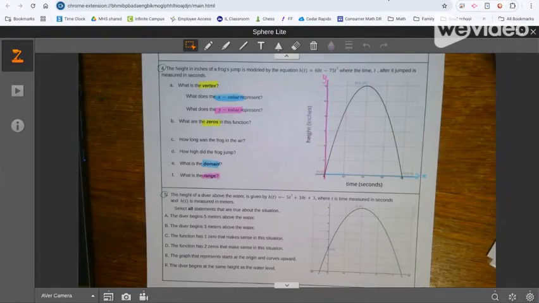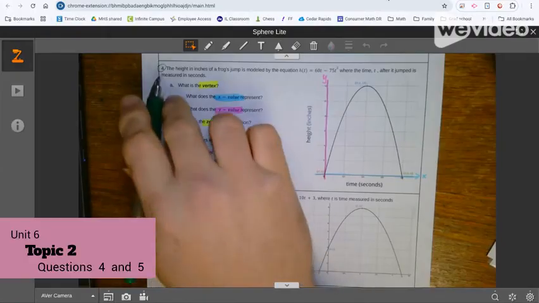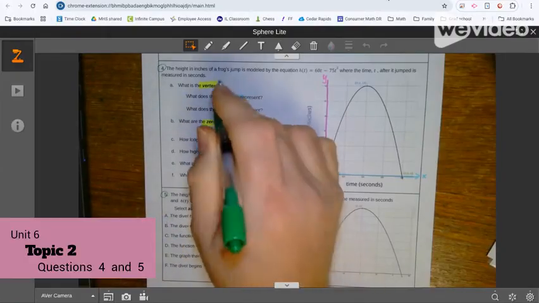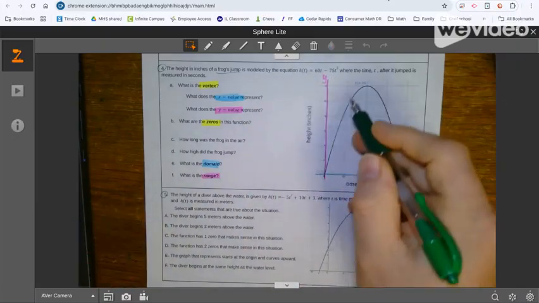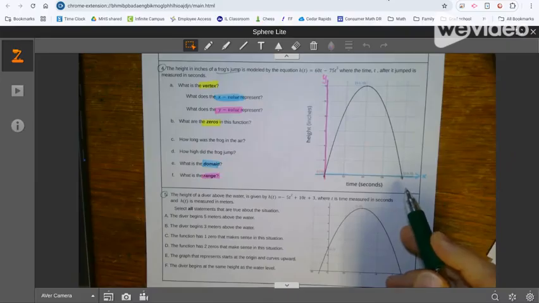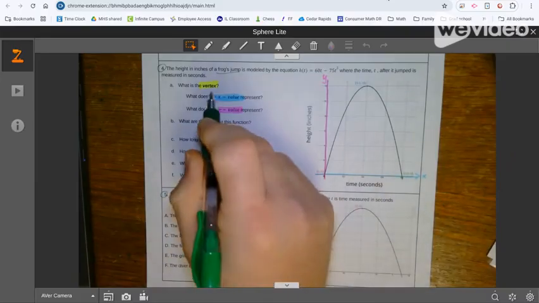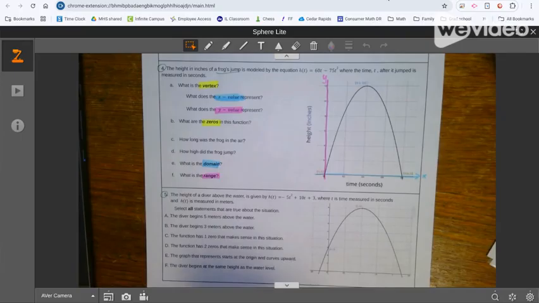We're looking at Unit 6, Topic 2, questions 4 and 5. The first question is about a frog jumping, and we have an equation, but the most important thing we have is this graph. We're looking at a parabola, a quadratic. These vocabulary terms are going to be really big ideas to work on.